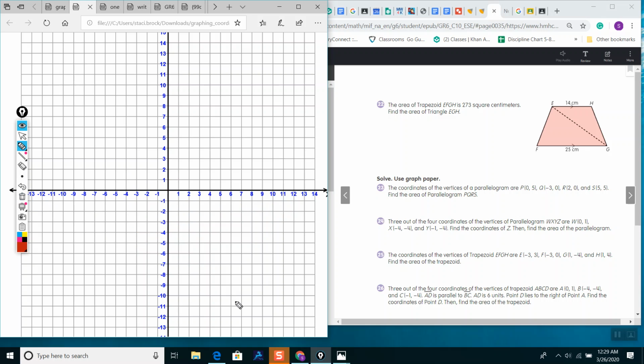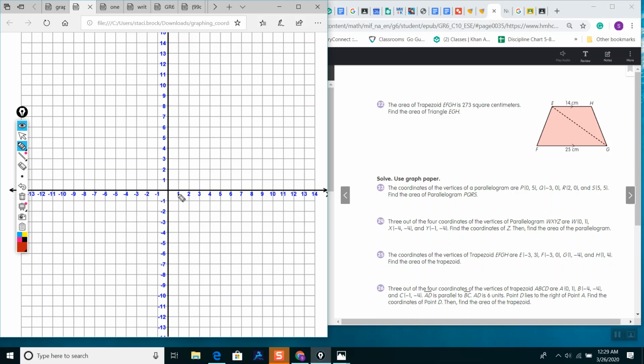Okay, let's read it. Three out of the four coordinates of the vertices of a trapezoid, oh, now we're making a trapezoid, ABCD, are A at 0, 1, B at -4, -4, C at -1, -4. AD is parallel to BC, and AD is 6 units. Point D lies to the right of point A. Find the coordinates for D and then find the area of the trapezoid.